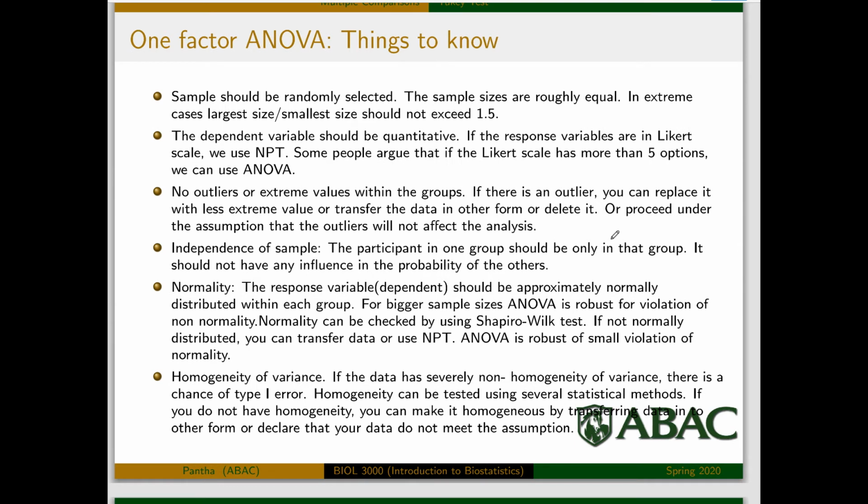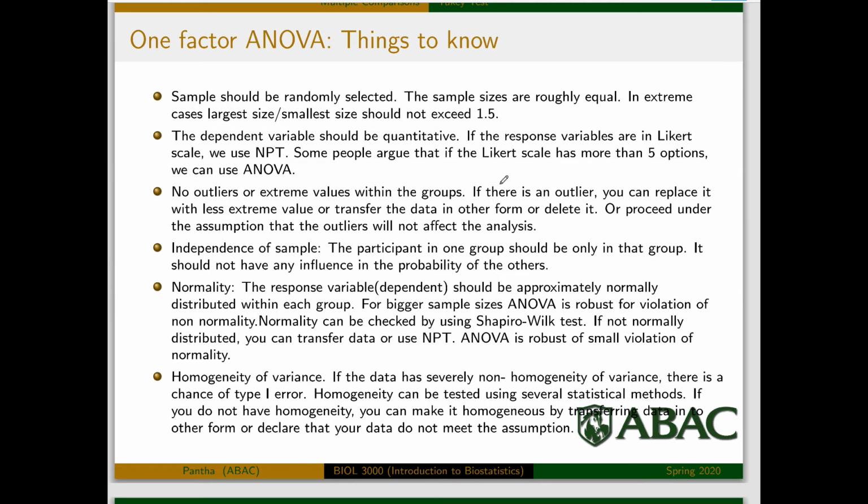What are the things to know? Sample should be randomly selected. The sample sizes are roughly equal. In extreme cases, the ratio of the largest size divided by the smallest size should not exceed 1.5. That is the extreme case for the Anova, okay? The dependent variable should be quantitative. That should be a number, right?